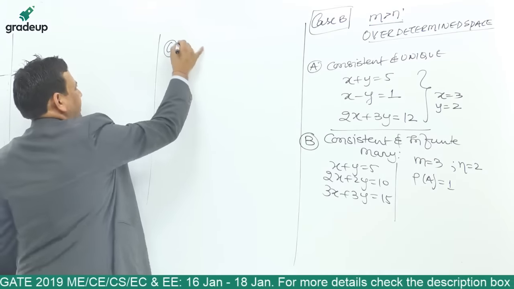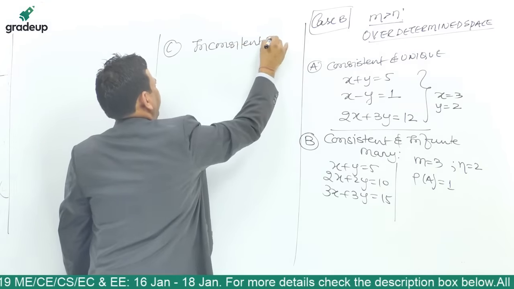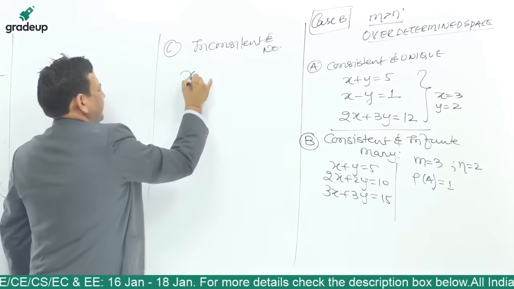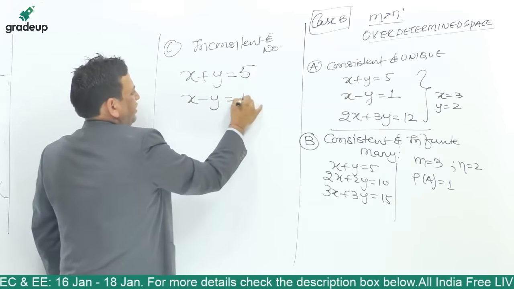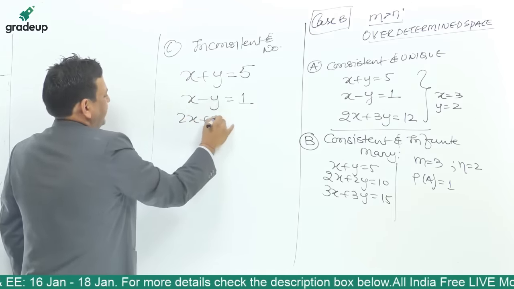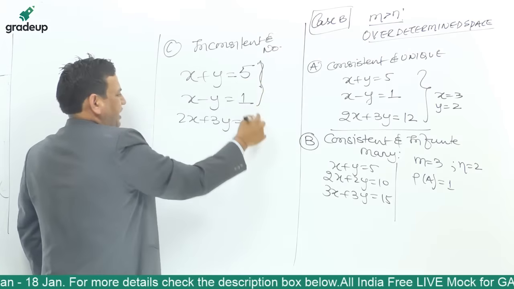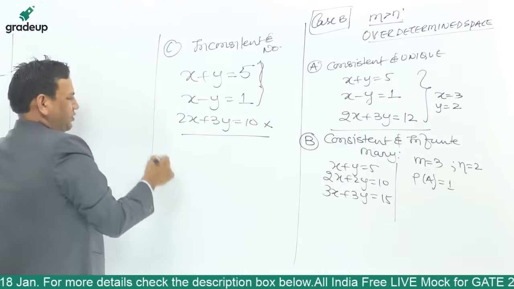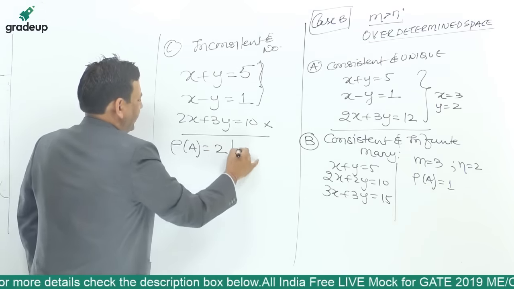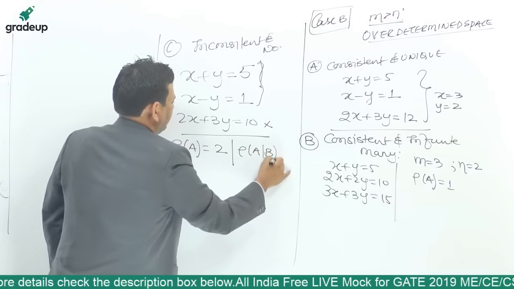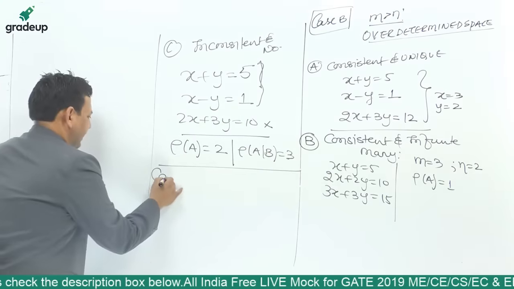And C part, inconsistent and no solution. So we are saying first, x plus y is equal to 5, second x minus y is equal to 1, and 2x plus 3y is equal to 10. So if you get the answer 3, 2, it will not satisfy this equation. So the rank of A would be equal to 2, but the rank of AB would be equal to 3. So there is no solution. Okay.